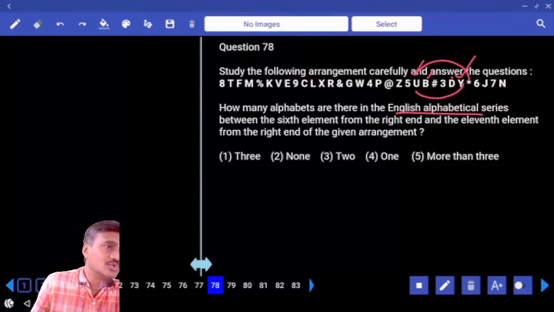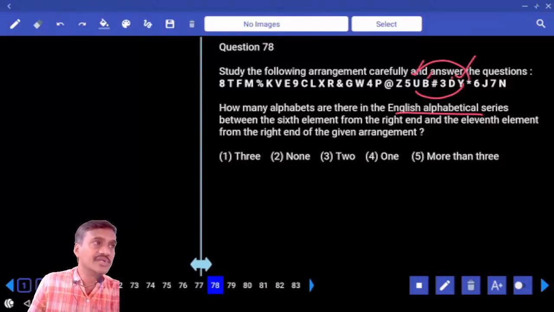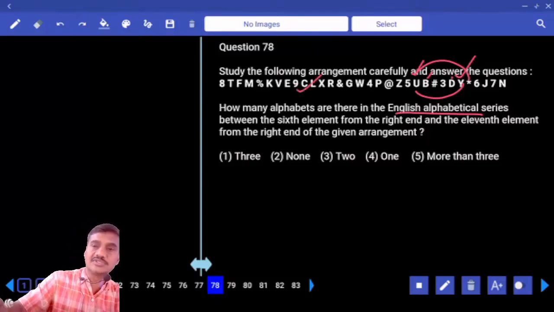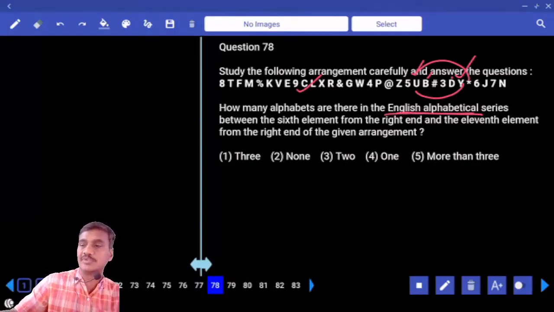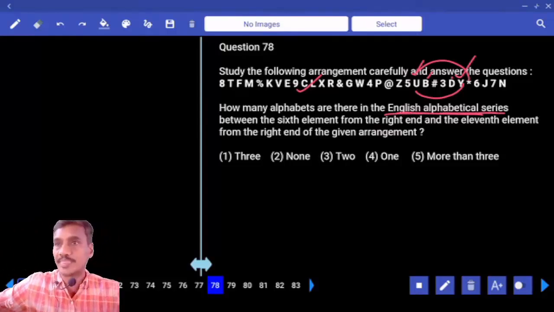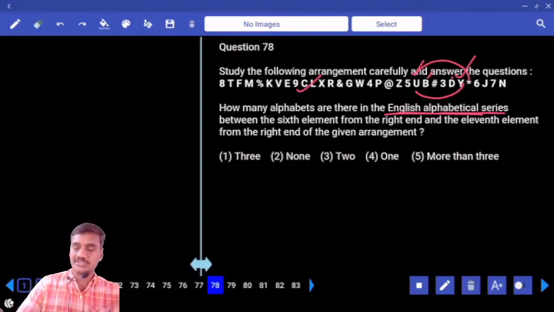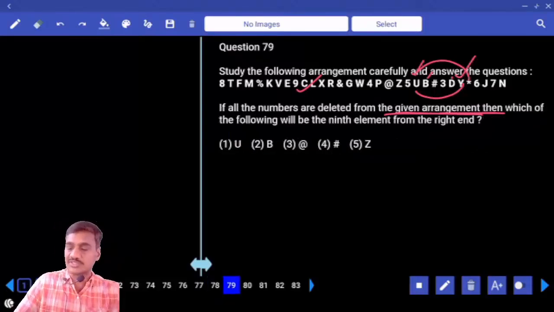But here what is he asking? He asked how many letters are there between U and Y in the English alphabet. That is why we are taking V, W and X. Okay, there are two ways of giving this question. It can be based on the given sequence or it can be based on the English alphabet. It is enough if we check that once. Did he ask in the English alphabet or in the sequence? Hence here there are three, choice one, question number 78.